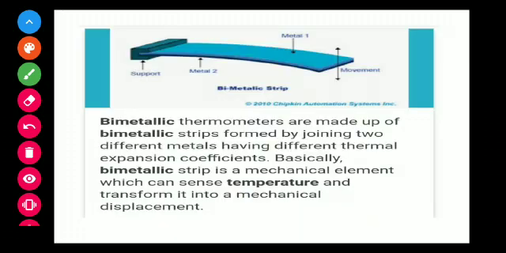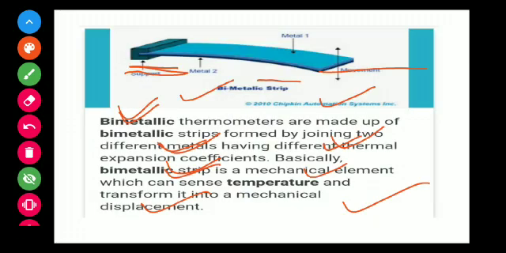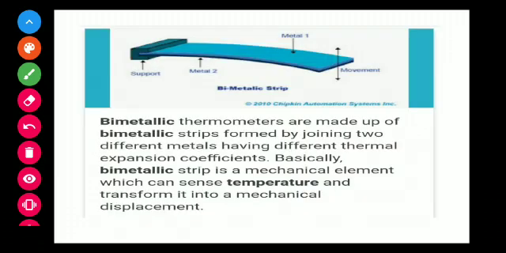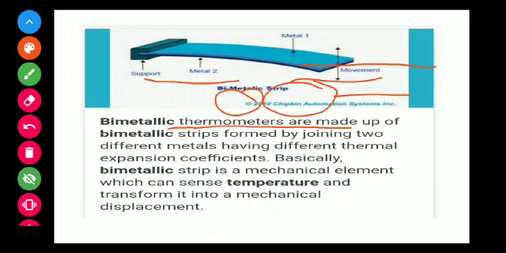Now, the third type of thermometer that we use is to measure the high temperature of a body, very high temperature. High temperature cannot be measured with the help of a mercury thermometer. For measuring high temperature, such as the temperature of a flame or the temperature of a furnace, we use the thermometer based on a bimetallic strip, and this is the thermometer based on a bimetallic strip.